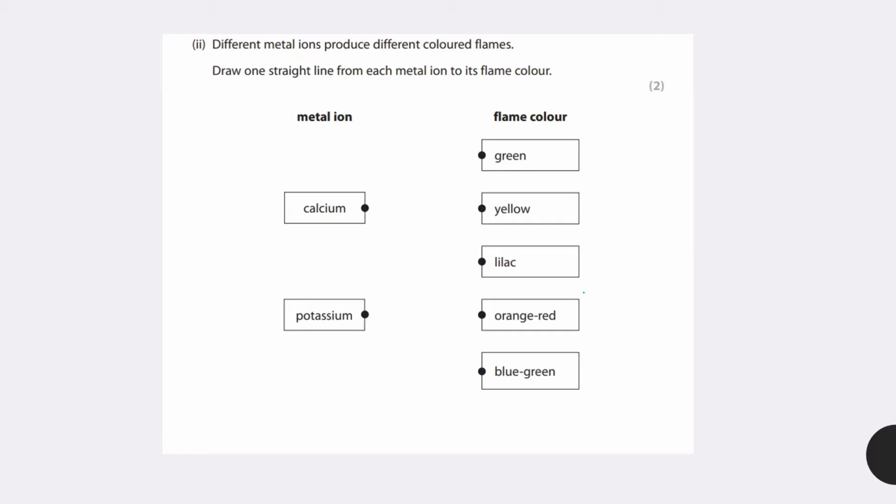Okay, calcium. That one's not quite as obvious. You might have done that one, but calcium is actually orange-red. Potassium, we know from putting potassium in water, is lilac, so a light purple. Green would be copper. Actually, copper is more likely to be a blue-green, I would say. Yellow, definitely sodium. Green could also be barium. The other one's not quite as common.